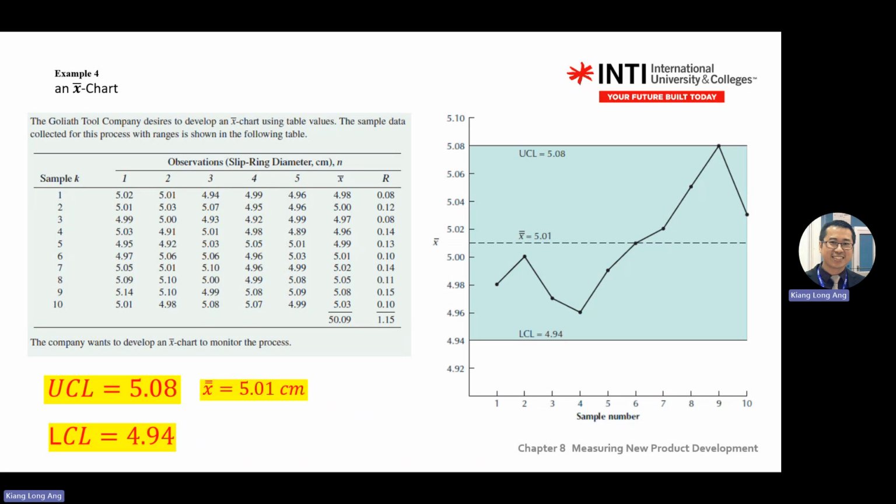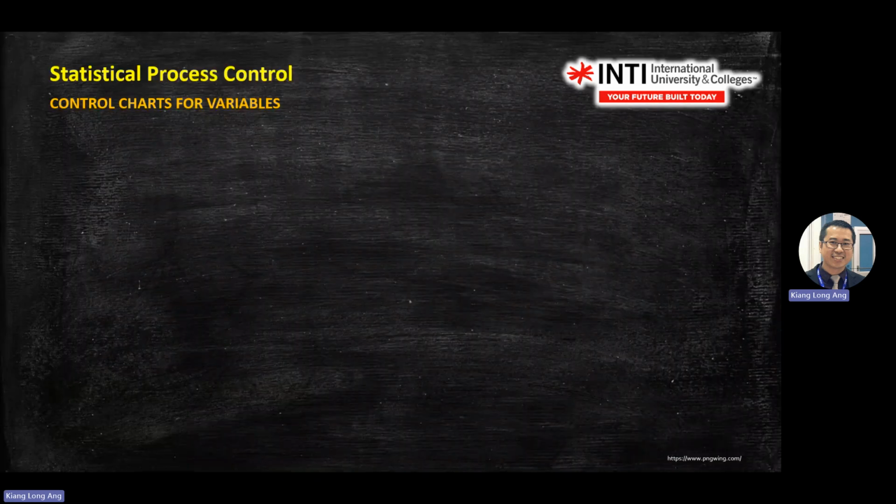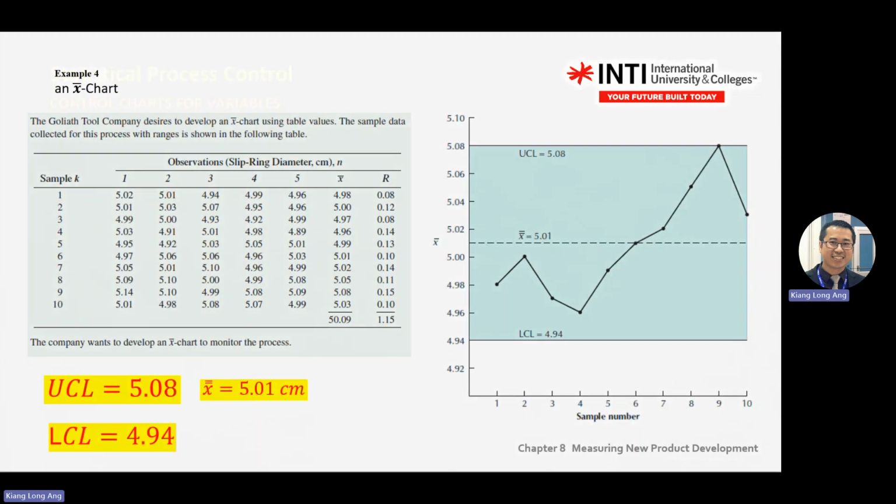Okay, so again, observation, this is in control. But again, the graph is moving upward. The defect is moving upward. So you need to make adjustment to your tools. Okay, I think we stop here.